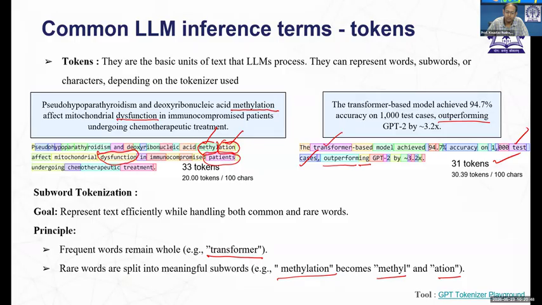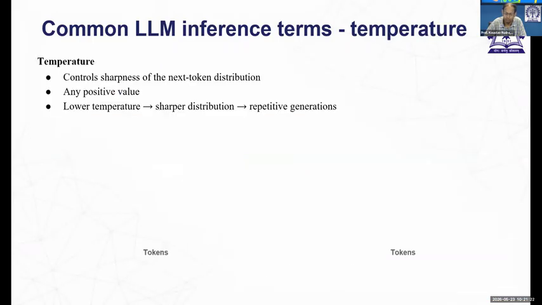Now, whether methylation will be split into these two particular subwords, methyl and ation, depends on the LLM you are using. The tool that we have used is the GPT toolkit. If you go for other LLMs, that could be Claude, Llama, or Mistral, the tokens might be different. So this tokenizer is LLM specific, and based on that, we get the output. But more or less, the format or the pattern remains the same.